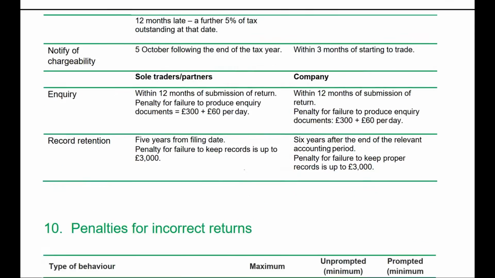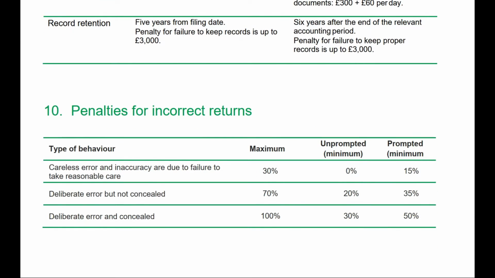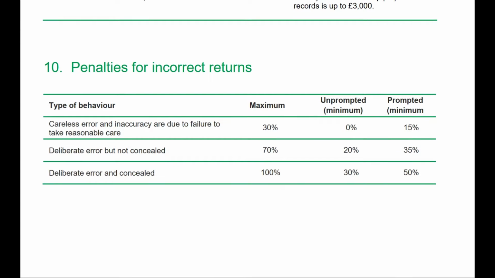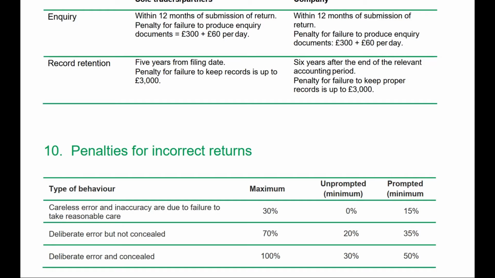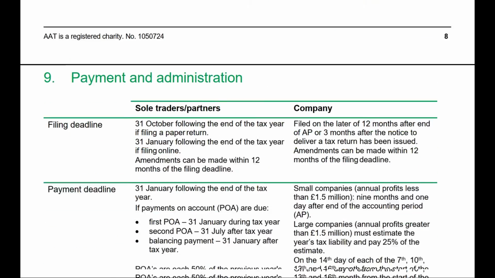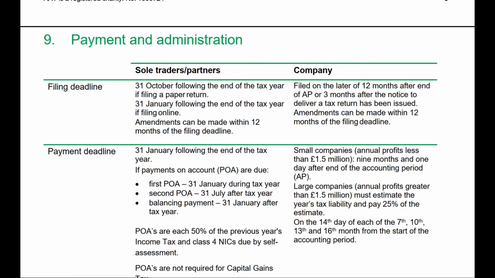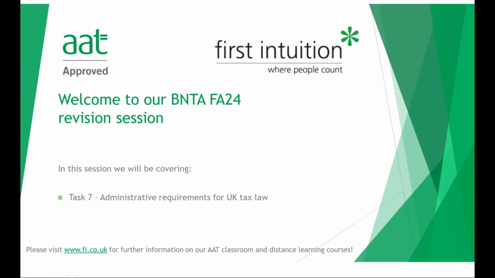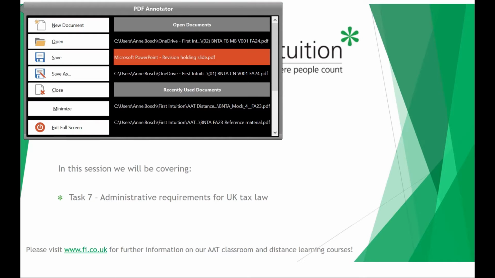So quite a lot going on in this section. We've also got a section underneath dealing with penalties if your return is completed incorrectly. So be aware of those sections. We might refer to these as we go along, depends if we're going to need them, but we'll see. So as I said, task 7, admin for UK tax law. I think we'll just go back into our task.